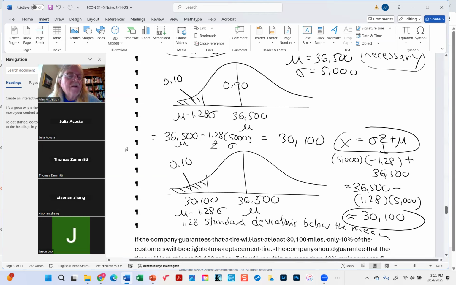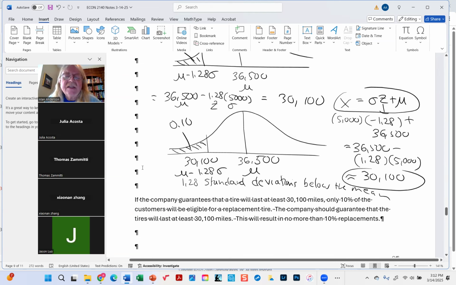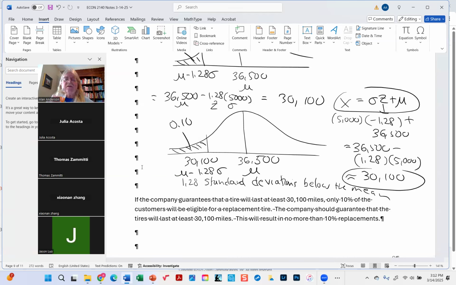It could put them out of business. So they got to be careful here. They have to have a guarantee of some kind. Otherwise, nobody will buy the tires. But they don't want to overdo it either. They don't want to just say, well, anytime it wears out, bring it back. That wouldn't work either.